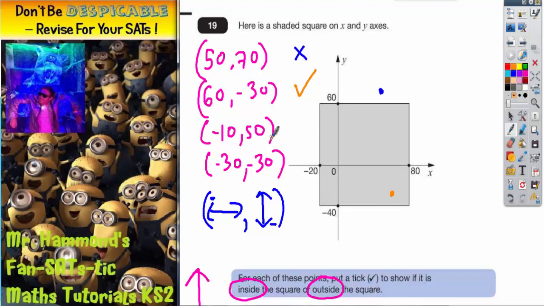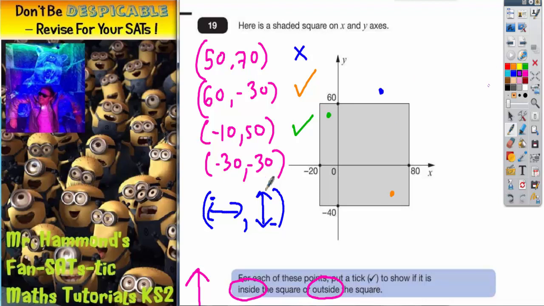Minus 10 and 50. Well, if we go in minus 10 would go to the left into minus numbers, and at the edge of the square is minus 20. So minus 10 would be somewhere about here, and then 50 up is going to be a bit lower than 60, so 50 up would be about there. So I would say minus 10 across and 50 up would be about there, and it would definitely be inside the square.